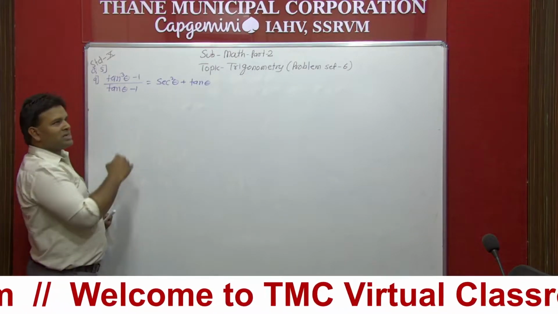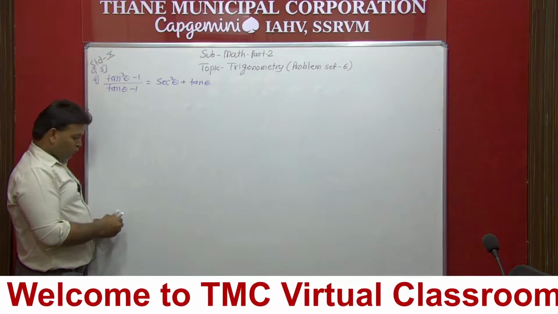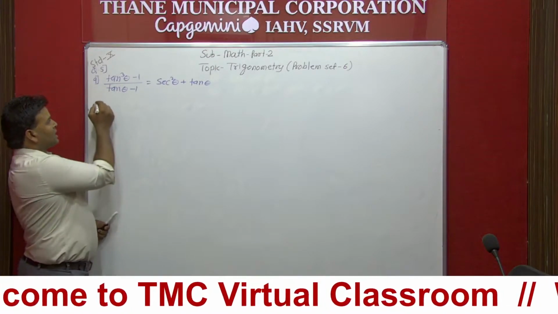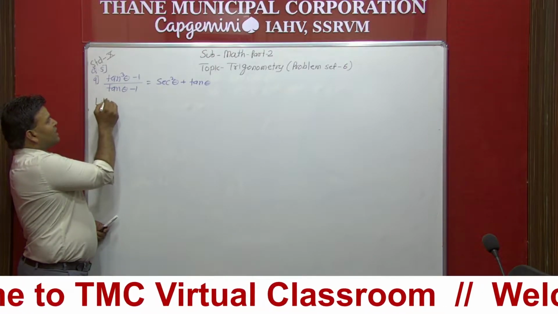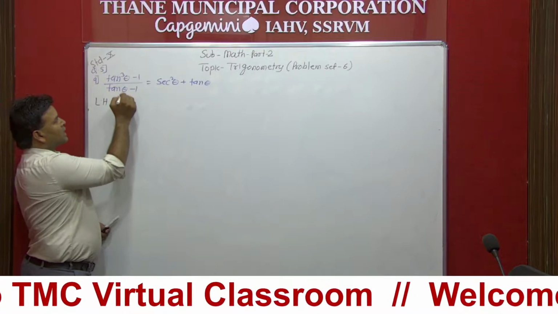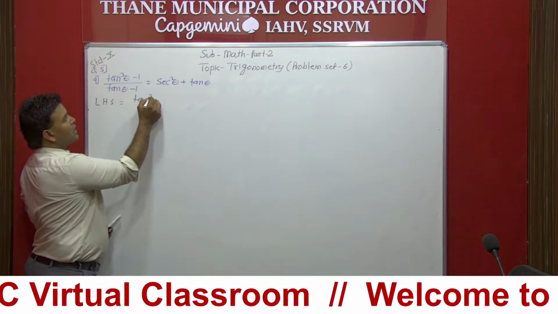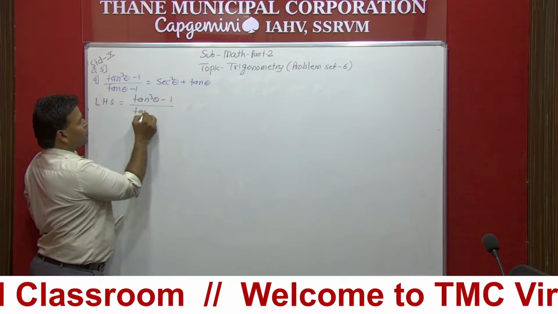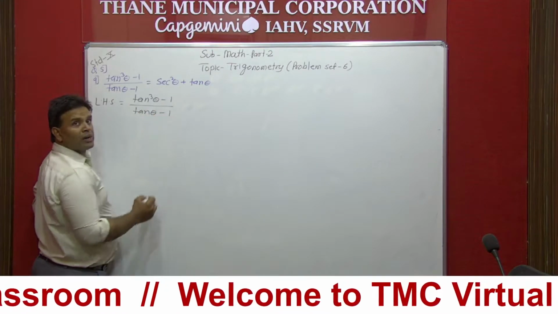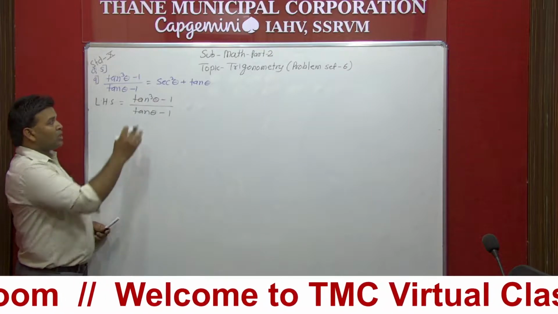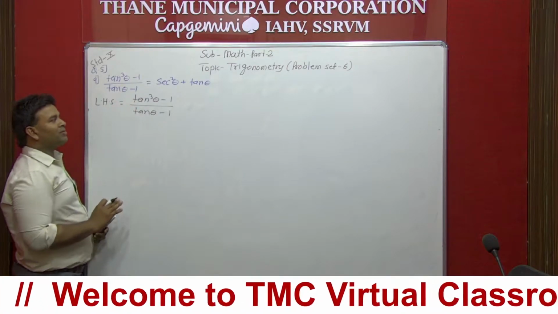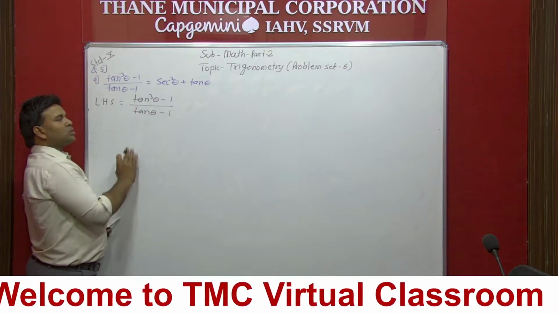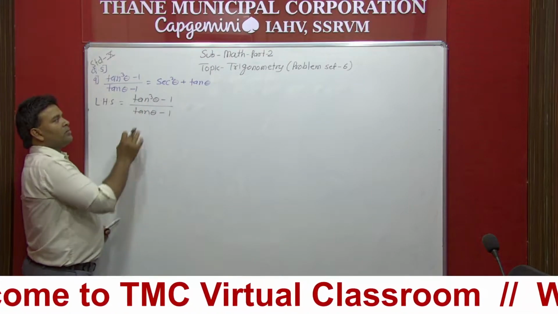Now, these questions are going to be asked for 3 marks or 4 marks. Let's begin with the question. First I will start with the left hand side of the question, that is tan cube theta minus 1 upon tan theta minus 1. Now this is our left hand side. We'll begin from our left hand side. To prove this question, first we'll see this part.